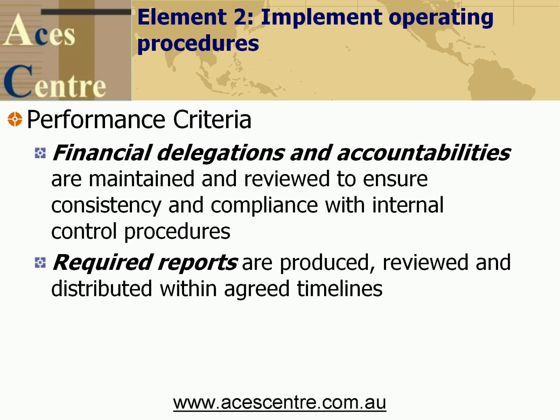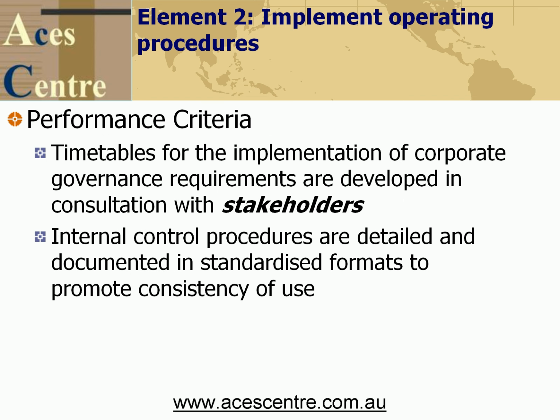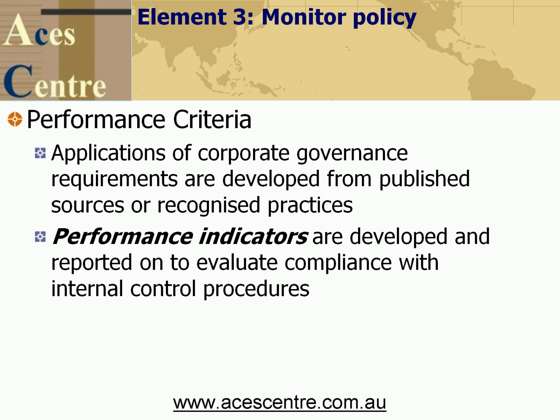Element 2. Implement operating procedures. This will assess the following performance criteria. Financial delegations and accountabilities are maintained and reviewed to ensure consistency and compliance with internal control procedures. Required reports are produced, reviewed and distributed within agreed timelines. Timetables for the implementation of corporate governance requirements are developed in consultation with stakeholders. Internal control procedures are detailed and documented in standardised formats to promote consistency of use.